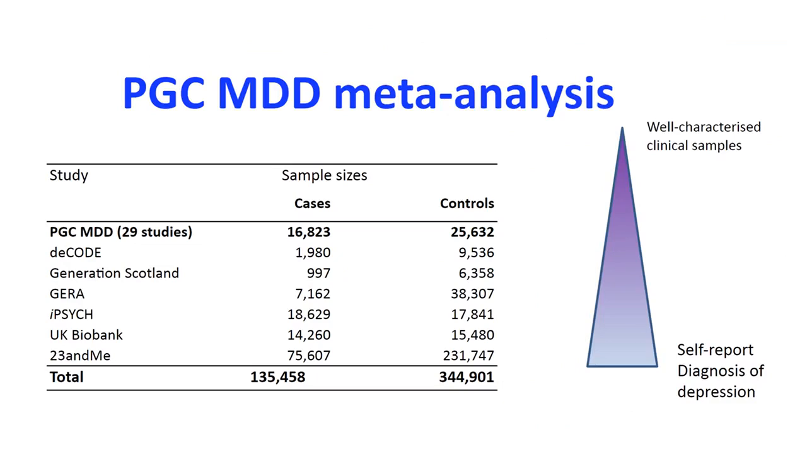So we enlarged our sample size, and that involved gathering data from lots of consortia. Some are relatively open, like iPsych, UK Biobank, Generation Scotland, and deCODE. Some you have to negotiate with, like deCODE and 23andMe. Some had clinical characterization, and some were basically just asking people, have you been diagnosed by a clinician with depression? That's what the 23andMe phenotype was.